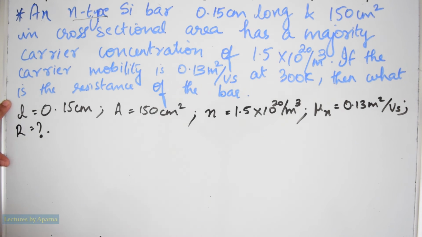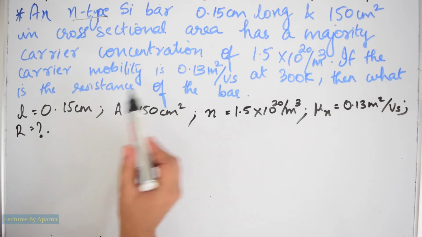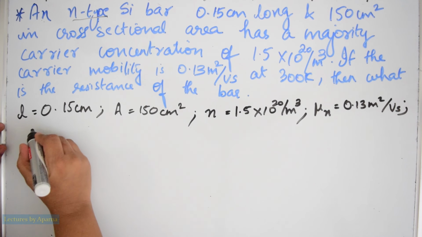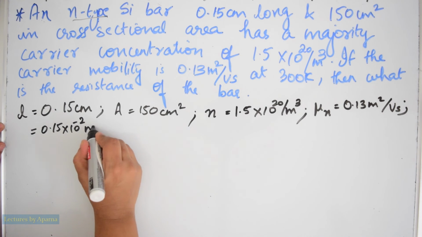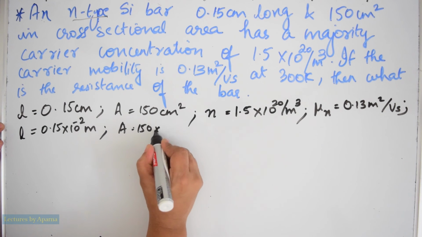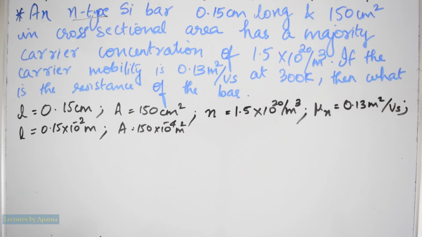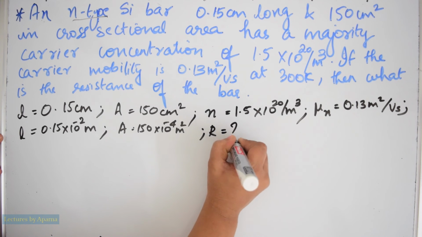We have to find the resistance of this bar. So here, since N and mu n are all in meters, let's convert this L and A into meter. So L is equal to 0.15 into 10 raised to minus 2 meter, and A is equal to 150 into 10 raised to minus 4 meter square. Now we have to find the resistance R.